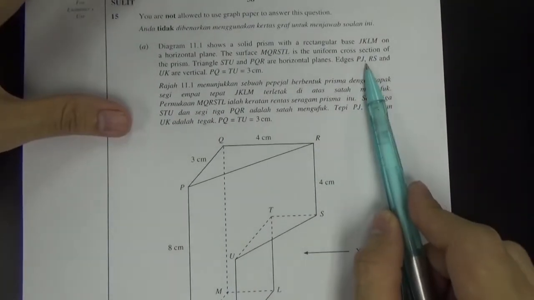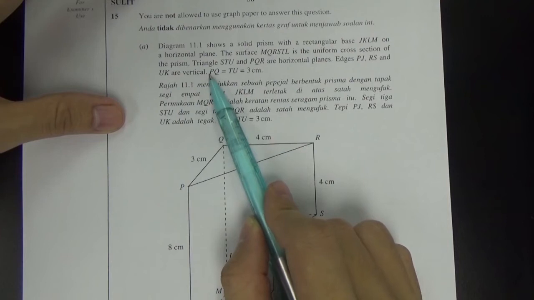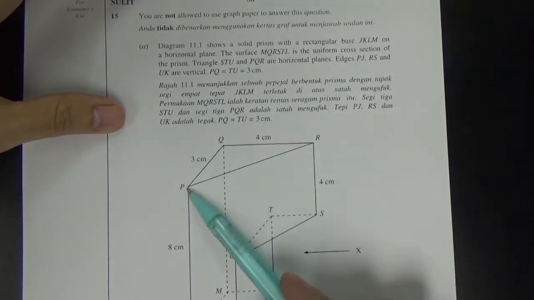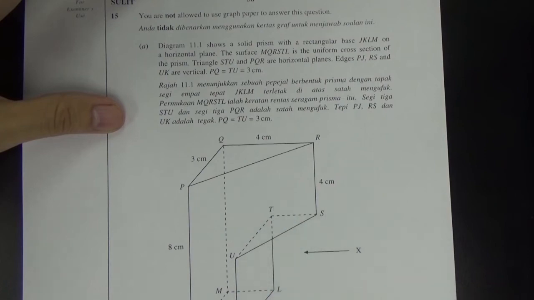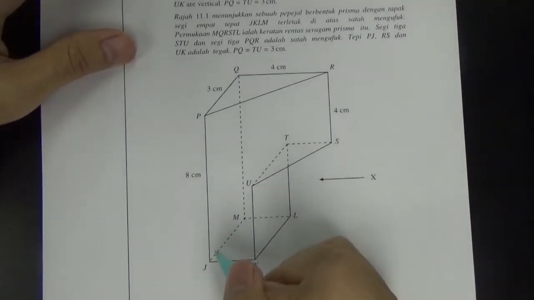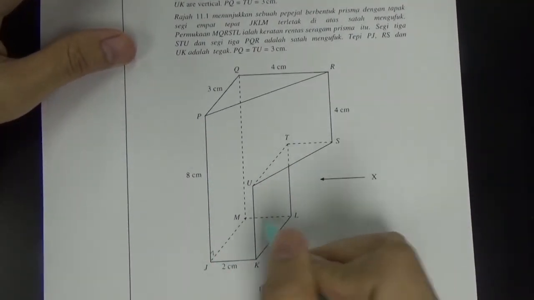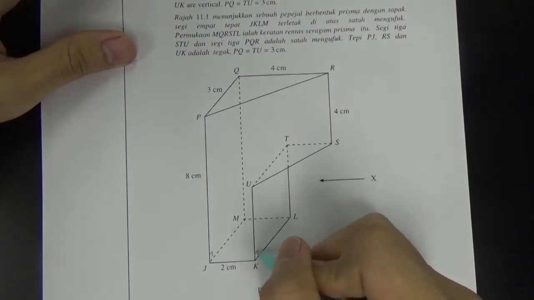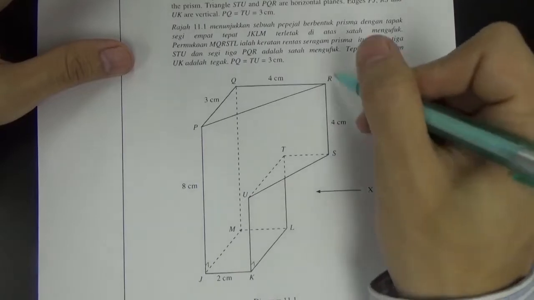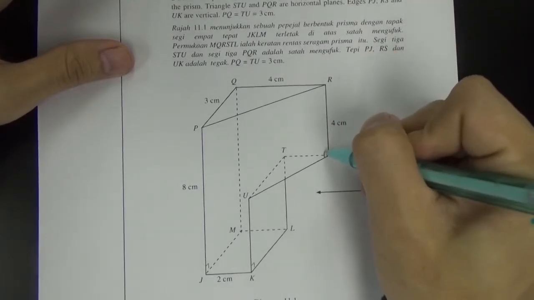Edges PJ, RS, and UK are vertical. So we have PJ, RS, and UK, so we can actually label it. This is vertical, this is horizontal, UK is vertical, so we can put a right angle here, and RS also is vertical. Okay.